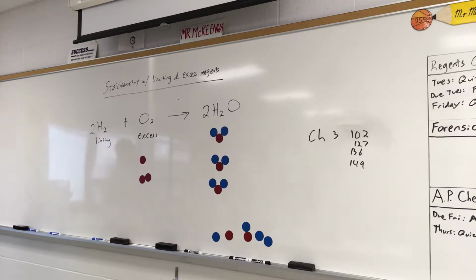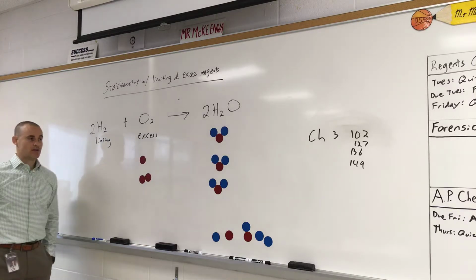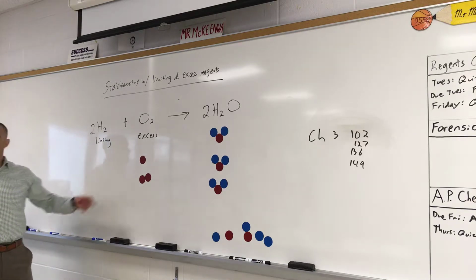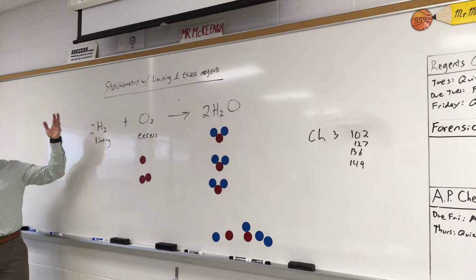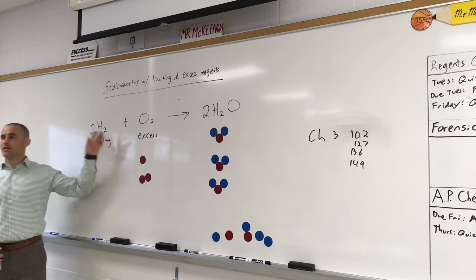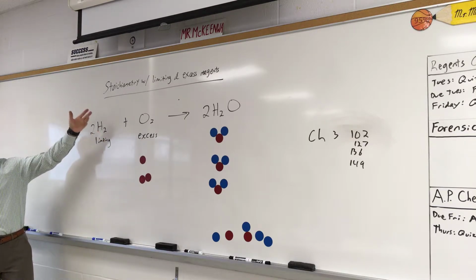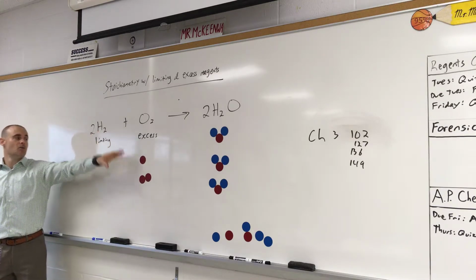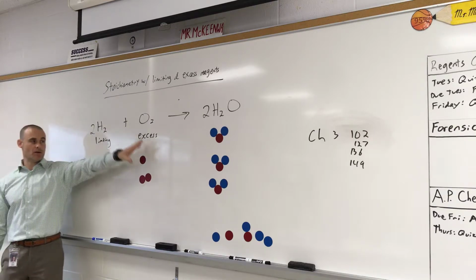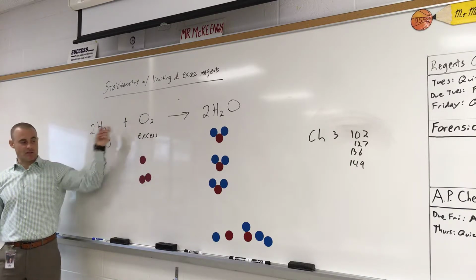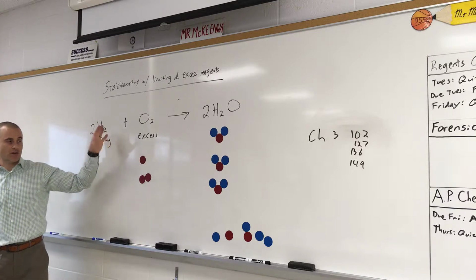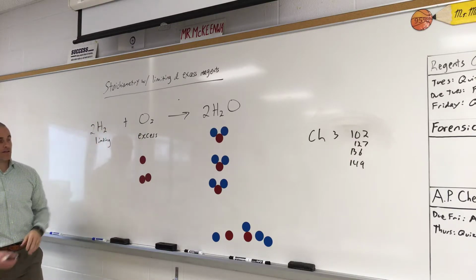So you have to be able to now see it in your head, because obviously the problems aren't going to give you magnets. Sometimes they can give you particles, but a lot of times they just give you numbers. So this is the whole concept of what limiting and excess means. Whenever you have a reaction, one of them is completely used up, the other one is left over. Sometimes it's a perfect ratio and there isn't any left over, but that's extremely rare.